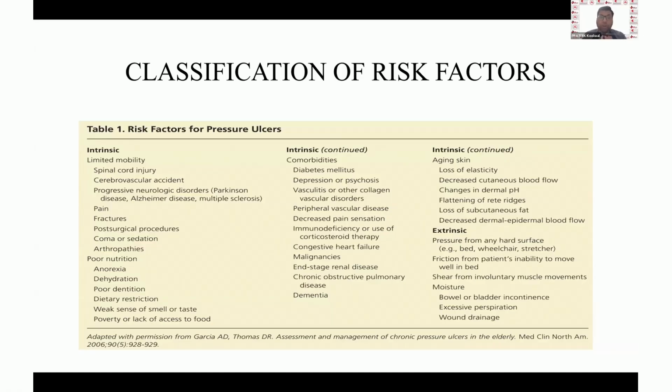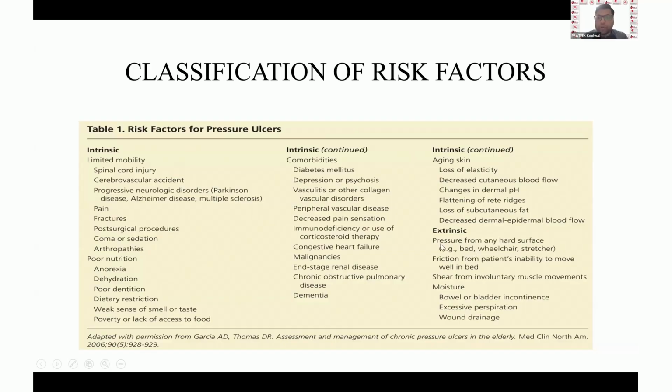Corticosteroid therapy: most ARDS patients, prolonged bedridden patients on prolonged steroid therapy, and autoimmune patients on prolonged corticosteroid therapy. These are the major risk factors causing pressure ulcers. End stage renal disease, with decreased perfusion to the skin; intrinsic aging of the skin, loss of elasticity, change of dermal pH, and loss of subcutaneous fat.